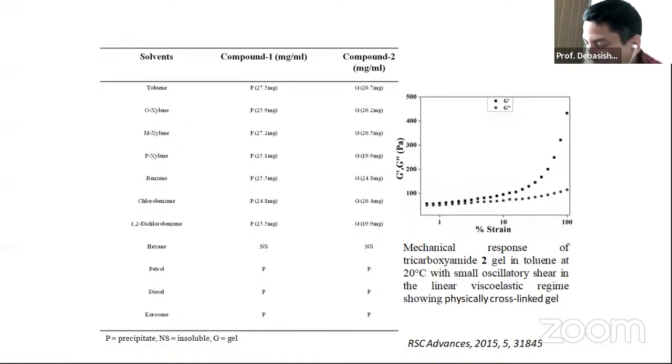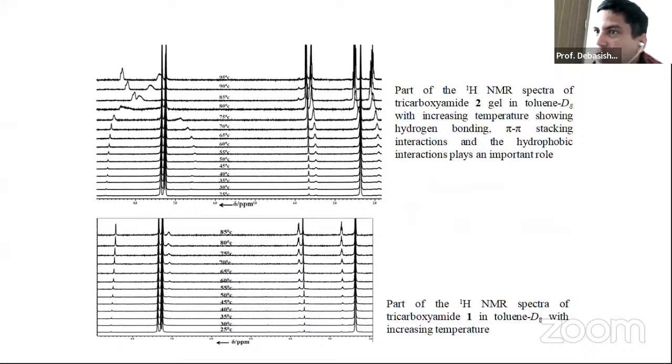We have studied the gel melting also. And then we are looking at what is happening. Just a change of one CH2 functional group, and why is there a huge change in the property of this dendrimeric peptide? And we figured out with temperature dependent NMR that there is some change in the self-assembly pattern for both these compounds.